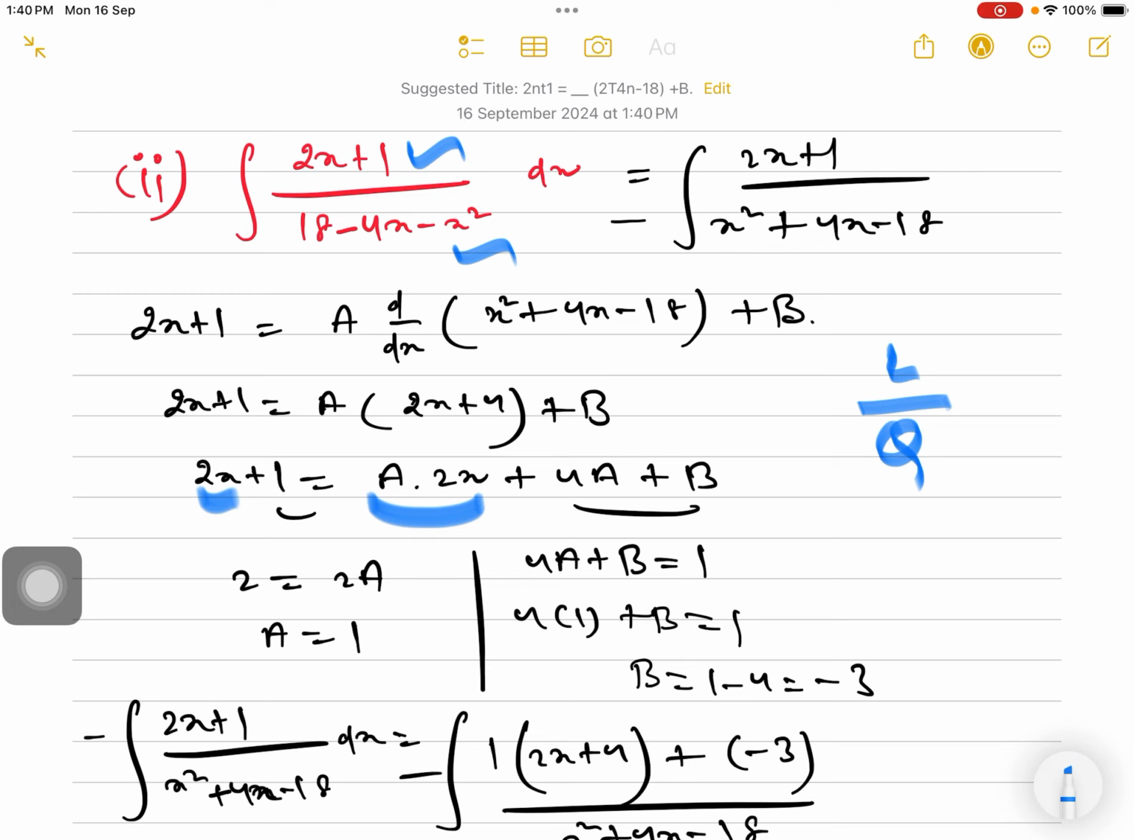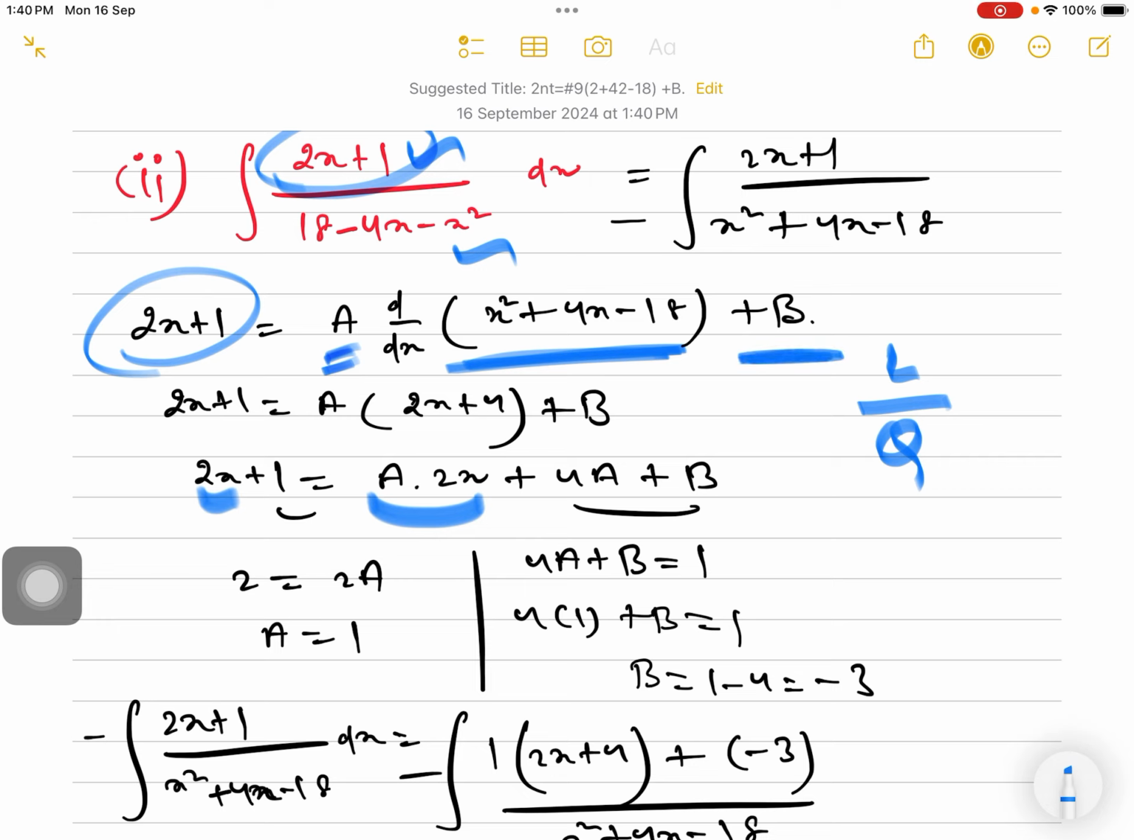you can do one thing: write that linear function as equal to a, some constant, into the derivative of the quadratic, plus b, which is another constant. This form you can write. So the linear function can be written as a times the derivative of the quadratic plus the constant b.